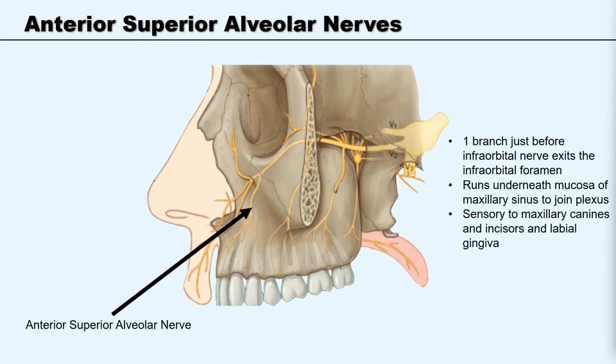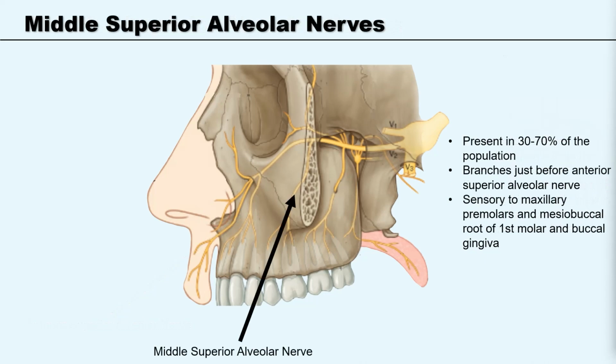When there is a middle superior alveolar nerve, it branches from the infraorbital nerve a few millimetres before the ASA. It runs beneath the mucosa of the maxillary air sinus and joins the superior dental plexus, sending fibres to the premolars and the mesobuccal root of the first molar, and to the buccal gingiva of these teeth, but not the palatal gingiva. The middle superior alveolar nerve is often absent, and various dissection studies have suggested that it is absent in 30 to 70% of the population.